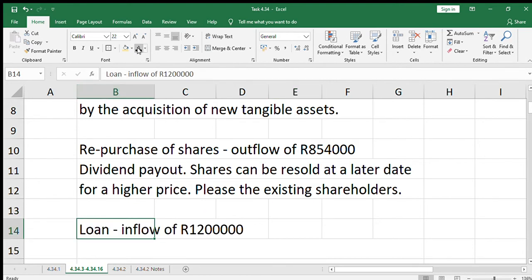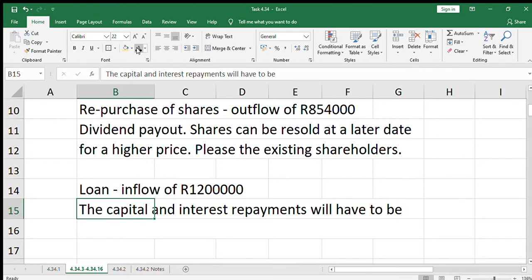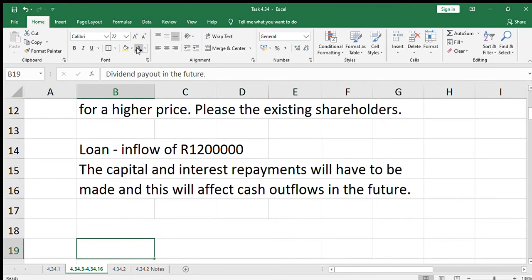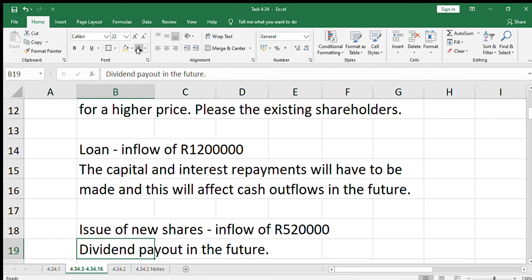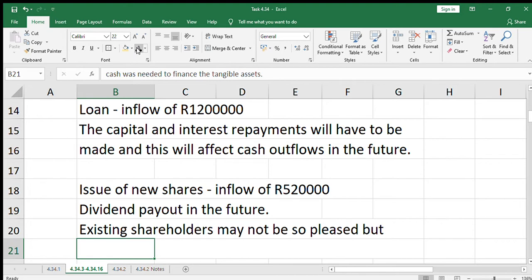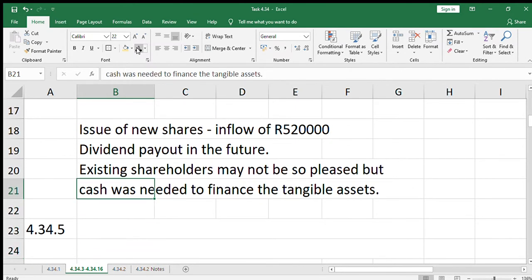There was a loan, an inflow of 1.2 million rand. So the capital and interest repayments will have to be made, and this will affect the cash outflows in the future. Right now it's a cash inflow of 1.2 million, but in future there will be outflows with regard to the interest and capital repayment. Then new shares were issued with an inflow of 580,000. This will affect the dividend payout in the future as there are more shareholders. Existing shareholders may not be so pleased, but the cash is probably needed to finance the tangible assets. So that's what we can say there.